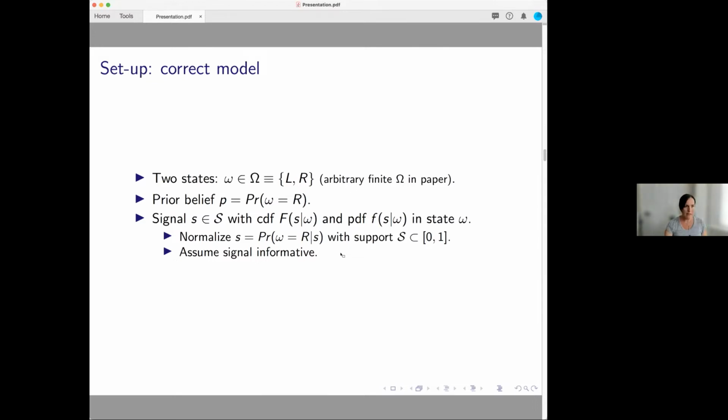We're going to assume that in the correct model, the signal is informative. So in other words, the distributions differ across the states. And we're going to normalize the signal to be the posterior belief that the state is R, conditional on that signal. And so we can denote the support by a subset of the posterior belief space in this simple two-state framework.